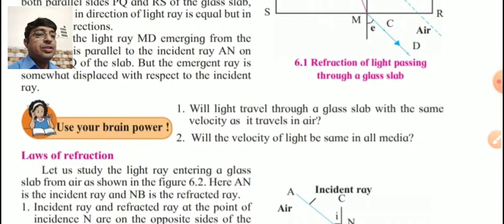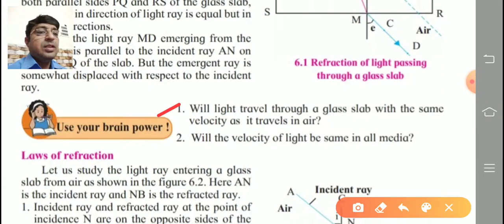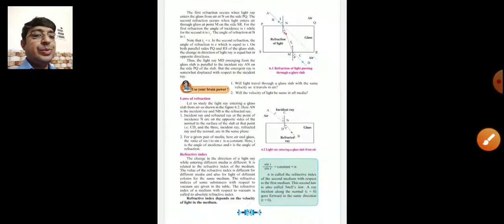Now two more questions are given for us. Use your brain power. So we are learning these two points also. We revise the answers of these two questions. What is the first question? Check there. Will light travel through a glass slab with the same velocity as it travels in air? And second, will the velocity of light be the same in all media? See the answers of these two questions.